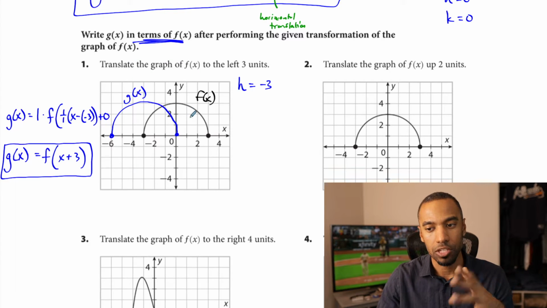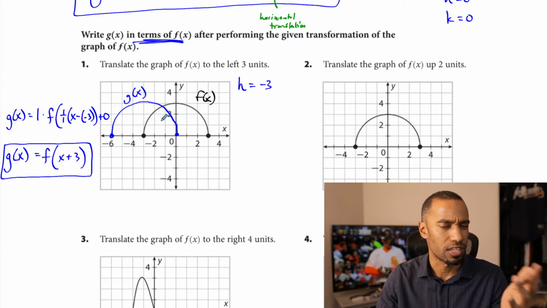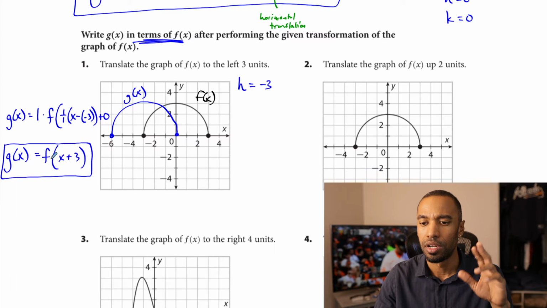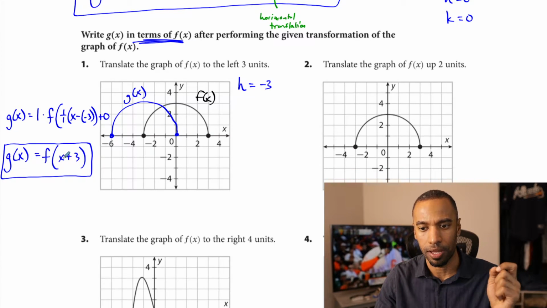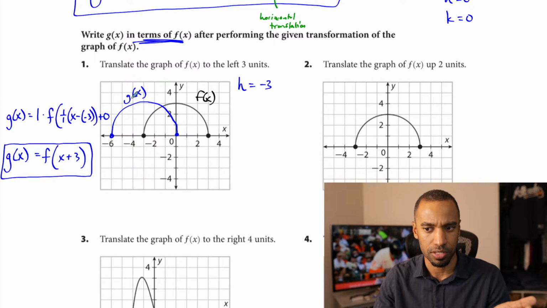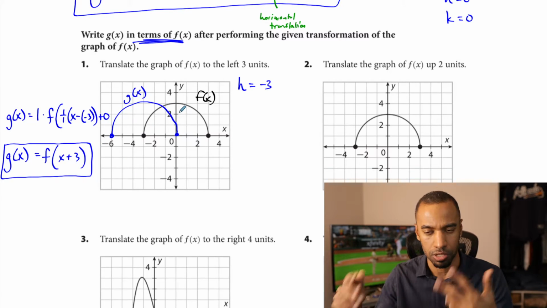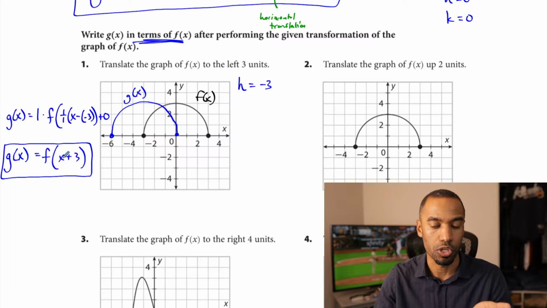Whatever f of x was, which is a radical equation, a square root one, instead of plugging x into it, you plug x plus 3 into it, and you get this appearance of this thing right here. It's a brand new equation. That's what it looks like. And that's what you're going to do. You're going to write the equation.